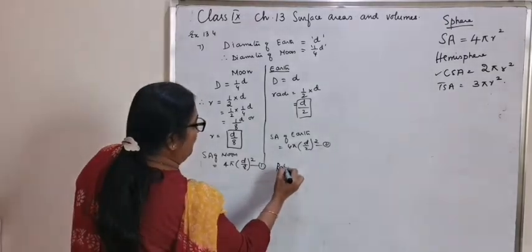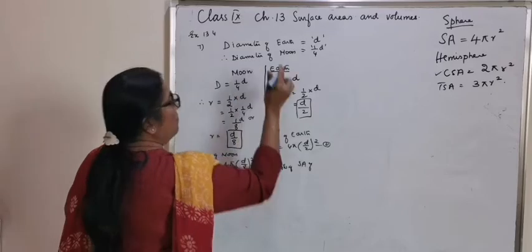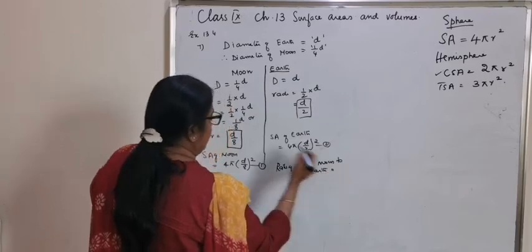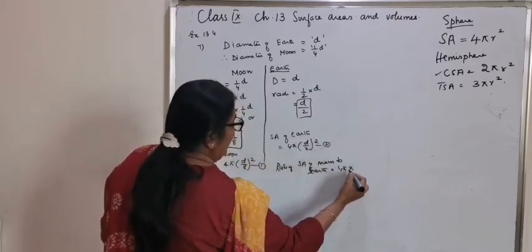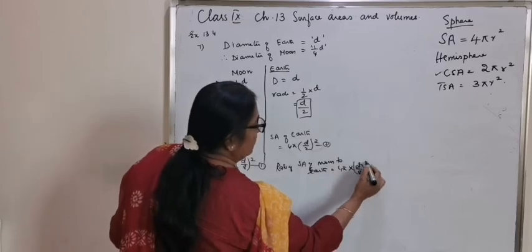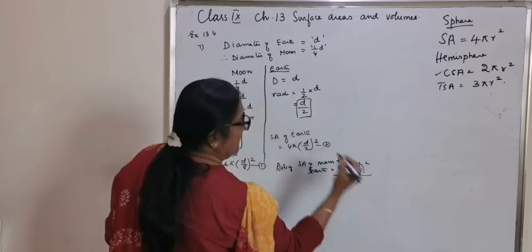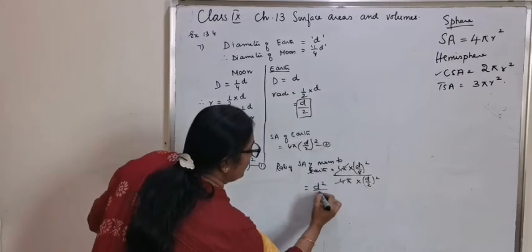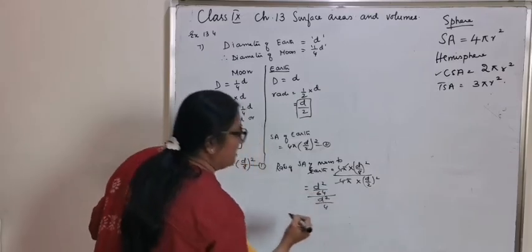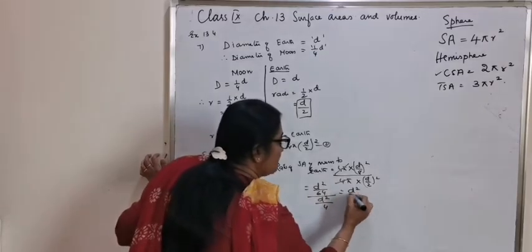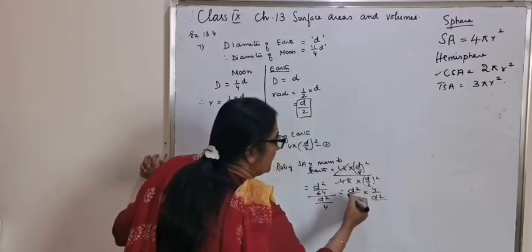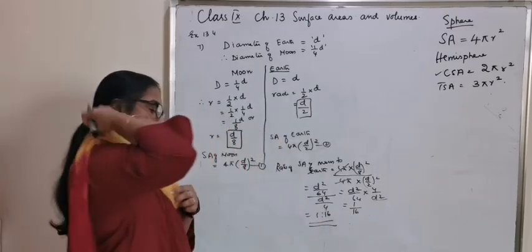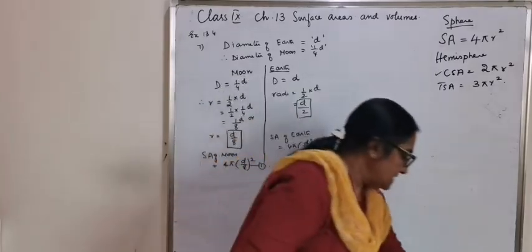Ratio of surface area of moon to earth. It's the same as 4 pi into d/8 the whole square divided by 4 pi into d/2 the whole square, which is the same as d square by 64 divided by d square by 4, or d square by 64 into 4 by d square, which is equal to 1/16, or the ratio is 1:16.